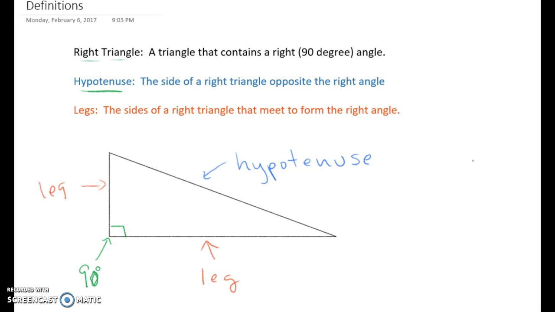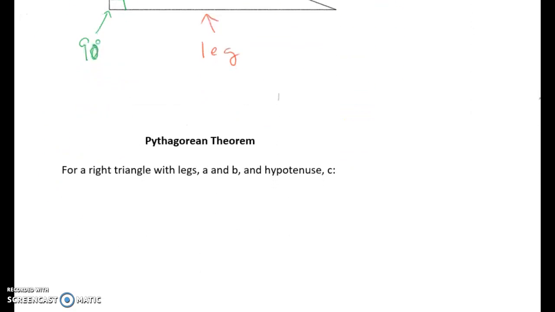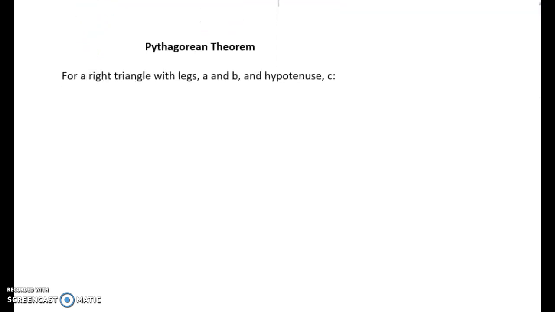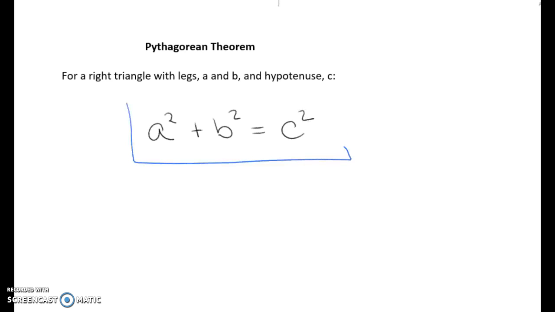So those definitions are used as we go on to talk about the Pythagorean theorem. The Pythagorean theorem says, for a right triangle with legs A and B and hypotenuse C, if you take the square of each of the legs and add those quantities together, it will equal the square of the hypotenuse. That relationship is called the Pythagorean theorem, and that is the relationship we'll be using to solve for an unknown side of a right triangle.